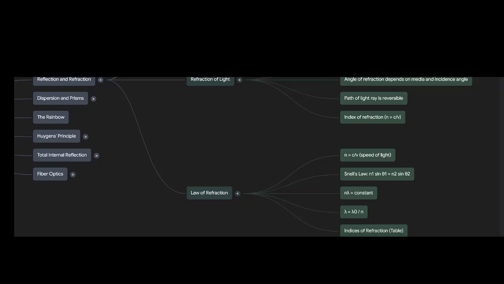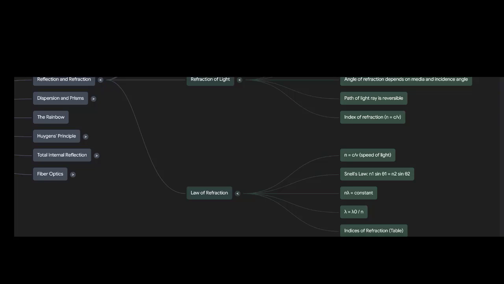Exactly. Think of soldiers marching in formation. If they hit muddy ground at an angle, the side that hits the mud first slows down, and the whole formation pivots, changes direction. Same idea with light waves hitting a slower medium. Great analogy. Okay, so we have the index of refraction, n. How does that connect back to the angles?